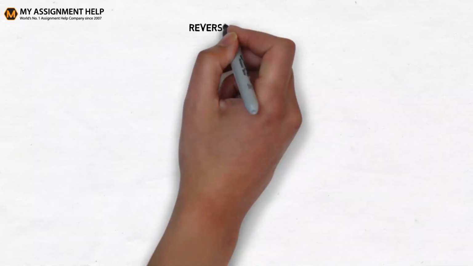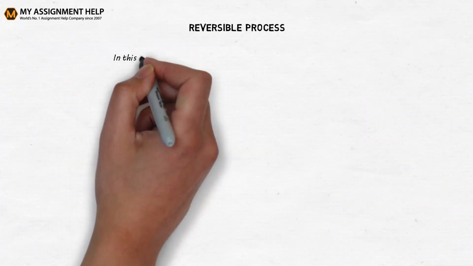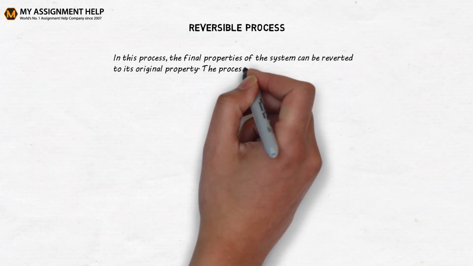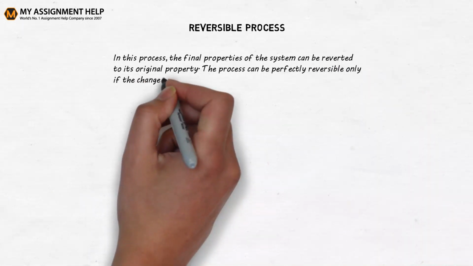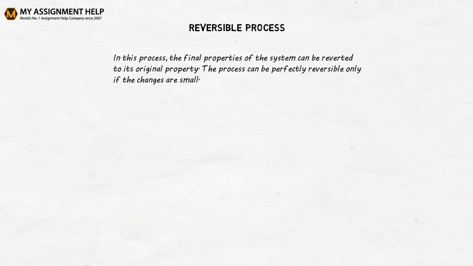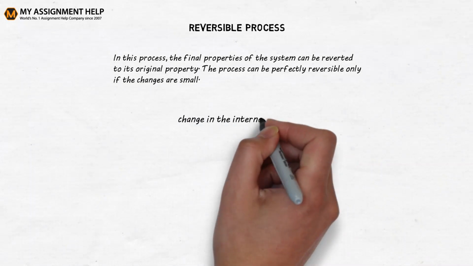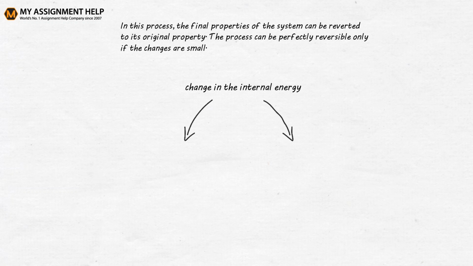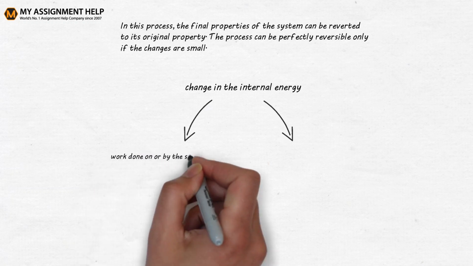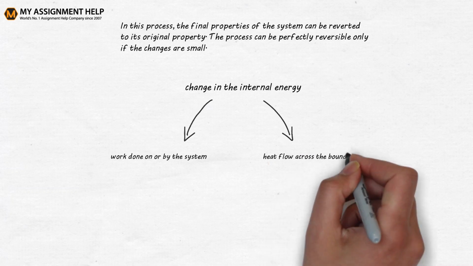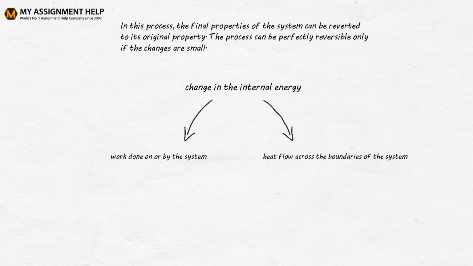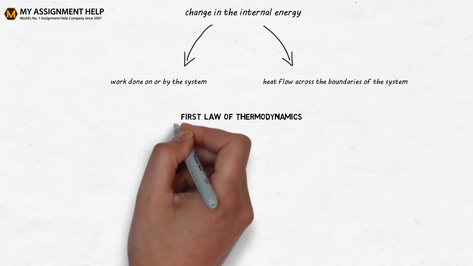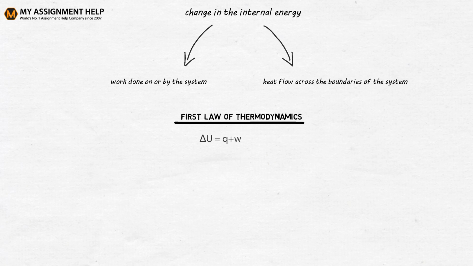Reversible process. In this process, the final properties of the system can be reverted to its original property. The process can be perfectly reversible only if the changes are small. Example: a change in the internal energy characterizing any particular process can be distributed in numerous ways between the work done on, or by the system and heat flow across the boundaries of the system. We can explain this phenomenon with the help of the first law of thermodynamics. ΔU = Q + W.